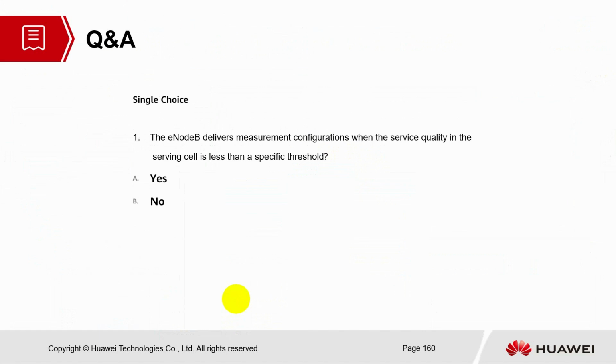Q&A session. The eNodeB delivers measurement configuration when the service quality in the serving cell is less than a specific threshold. The statement is true.